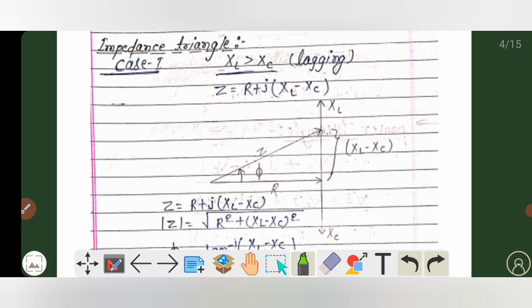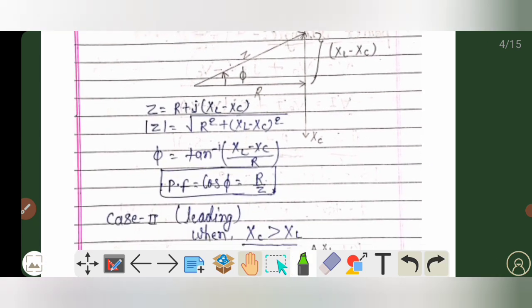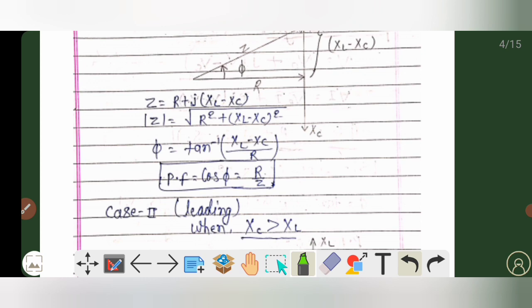Now as we know, in case of a series RLC circuit, the equivalent impedance Z will be equal to R plus j (XL minus XC). So as you can see here, Z is equal to R plus j (XL minus XC). Now if you want to calculate the magnitude of Z, that will come out to be root under R square plus (XL minus XC) whole square.